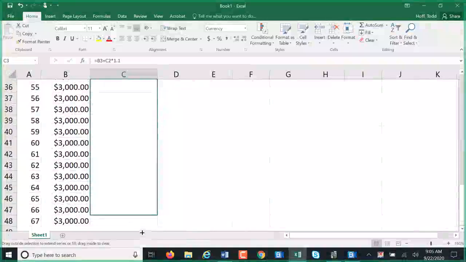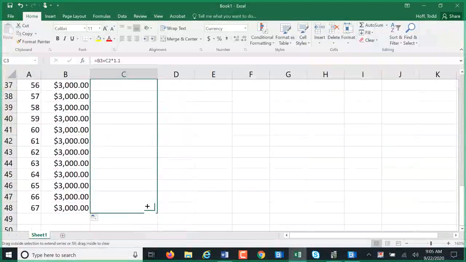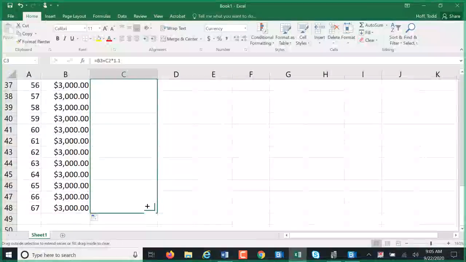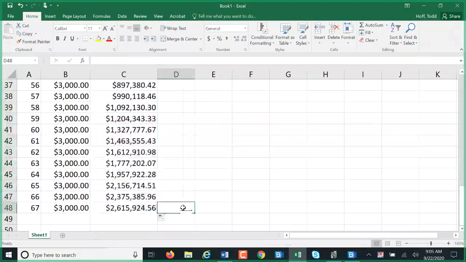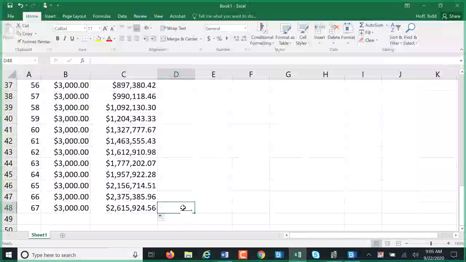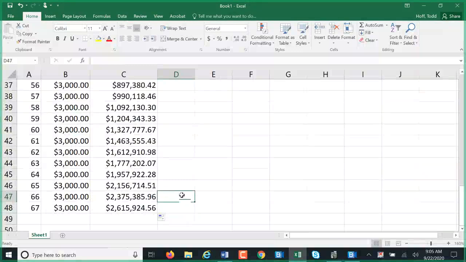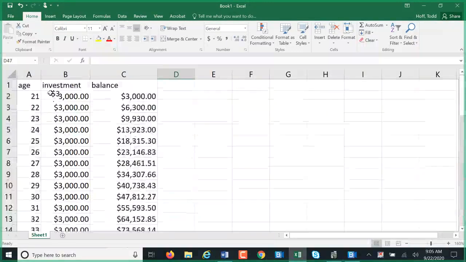What's that balance going to be at age 67? Hold your breath. This is kind of significant. $2.5 million. I'm pretty sure we could all retire on $2.5 million. Now let's change some things here.